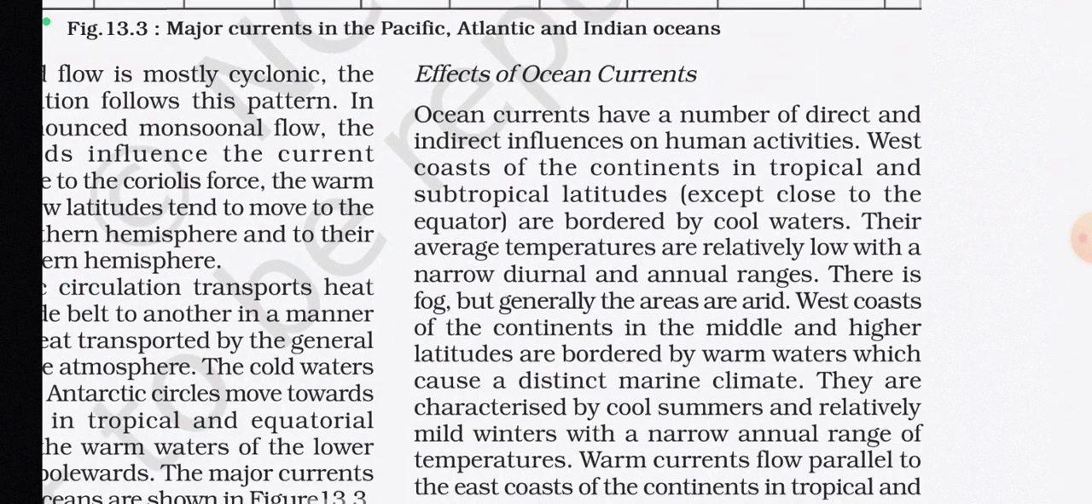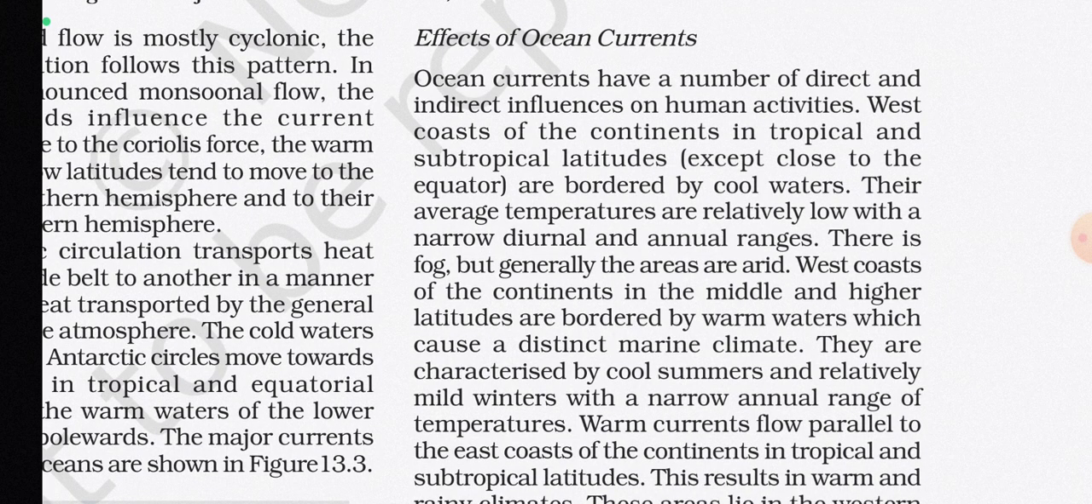So, effects of ocean currents. Ocean currents have a number of direct and indirect influences on human activities. West coast of the continents in tropical and subtropical latitudes, except close to the equator, are bordered by cool waters. Their average temperatures are relatively low with a narrow diurnal and annual ranges. There is fog, but generally the areas are arid.